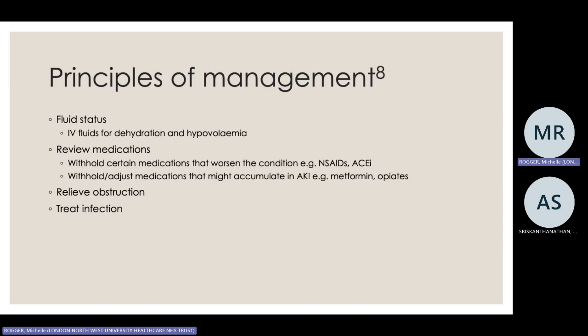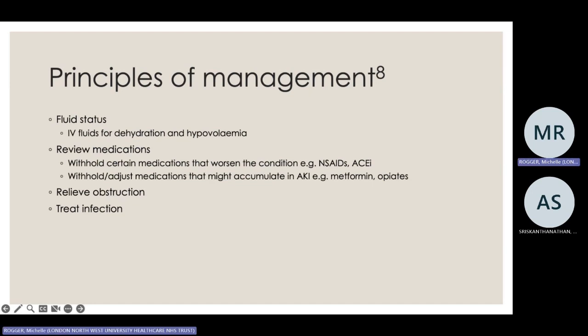You then want to review their medications. So you want to hold medications that might worsen the AKI. So that's NSAIDs like ibuprofen or ACE inhibitors. And then there's some medications that you might hold or just adjust, so reduce the dose because they might accumulate rather than contribute to the AKI, but they just might not be excreted as well as before. So that's things like metformin and certain opiates.